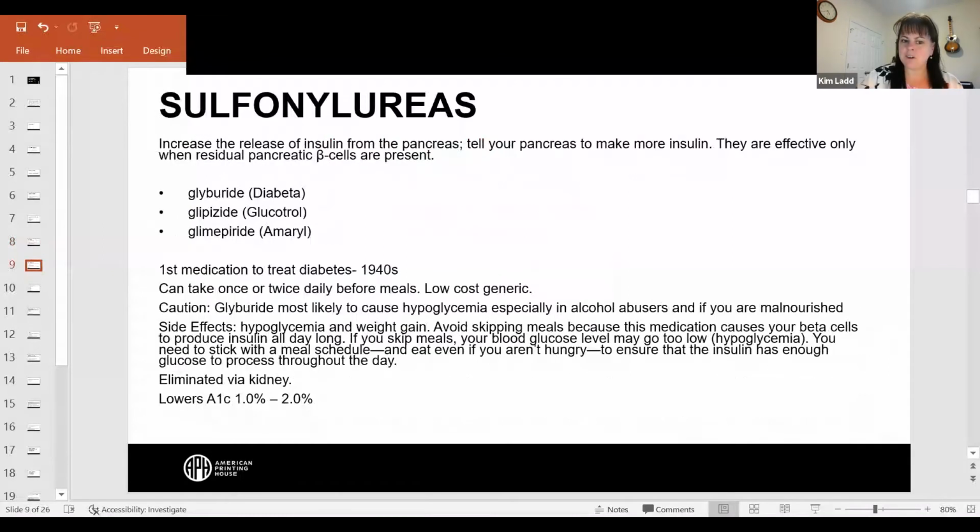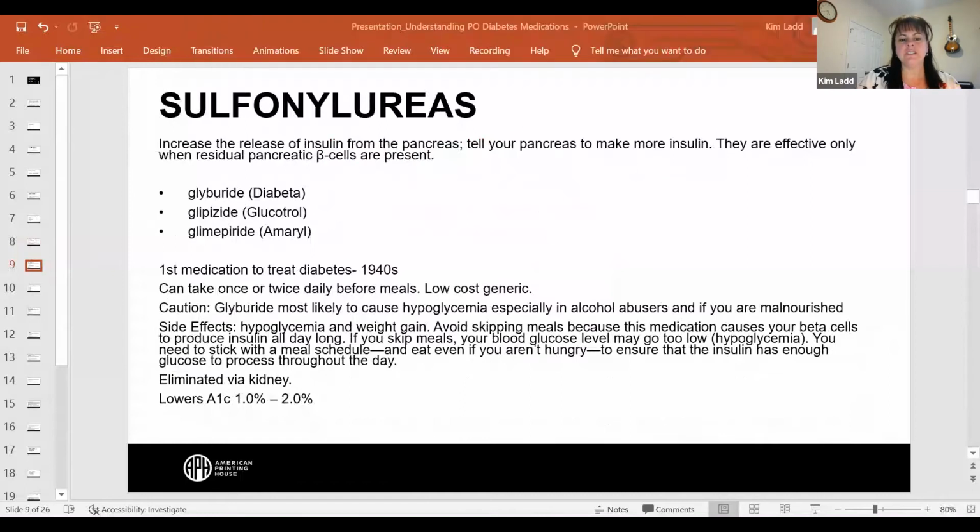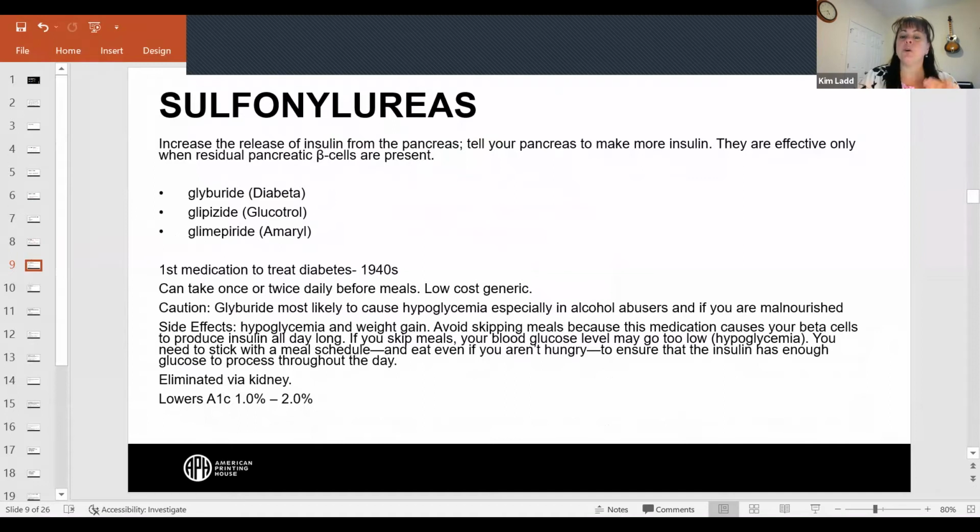All right, the next classification is sulfonylureas. I don't know why I have a hard time pronouncing that. These medications work by increasing the release of insulin from your pancreas. Basically, they tell your pancreas to make more insulin. However, these pills will only work for you if your pancreas is still producing some insulin. Most people that have type 2 diabetes, their pancreas is still producing at least some insulin. So this will work for you.